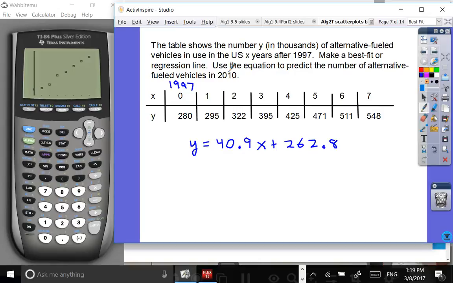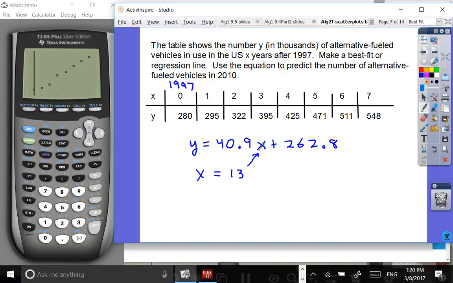$13. 2010 minus 1997, right? So X equals 13. So again, you can plug that in right there. You could just do the calculation by hand, if you don't want to do as many calculator steps. You just plug it in, calculate away.